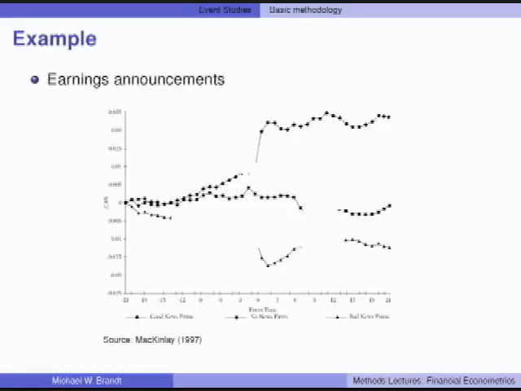We're plotting cumulative abnormal returns. That's what I had denoted as my CAR bars. And we're doing it actually for 3 sets of firms. We're doing it for firms that have no news. We're doing it for firms that have positive news. And we're doing it for firms that have negative news.